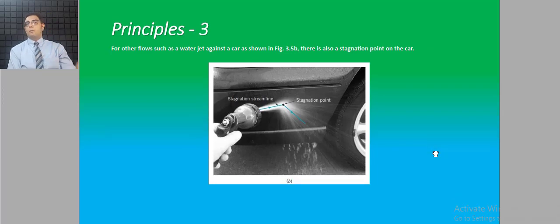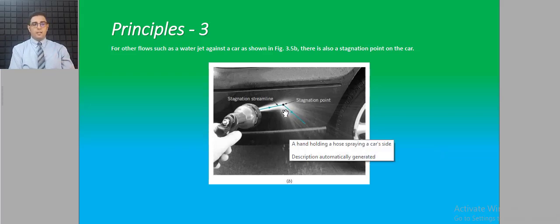You all have gone to the car wash. They are using water jets. The water jets are used to remove the dirt. When the water jet hits the body of the car, the stagnation happens on the body of the car, where there's a maximum pressure.